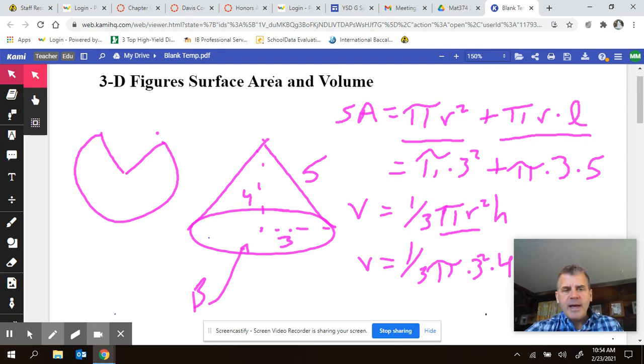I'm going to leave you to do that, and I will show you guys another example in the next video on how to find the surface area and the volume, say, of a given pyramid.